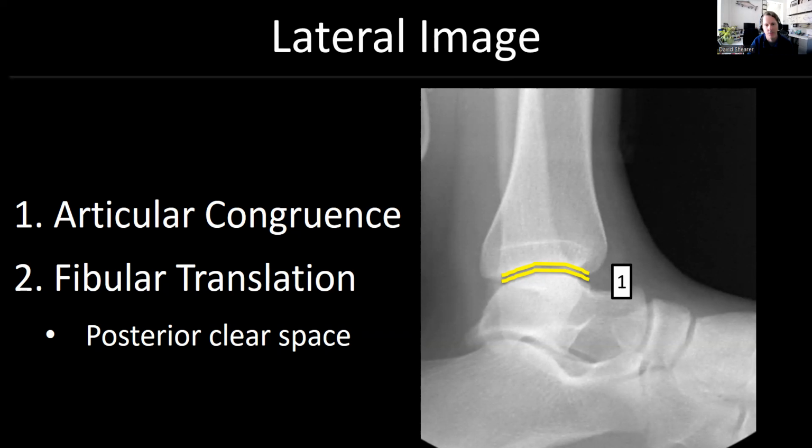The second parameter that I'll often look at, which has more to do with syndesmotic injury, is the relationship between the tibia and the fibula, which can be measured by looking at how much of the posterior malleolus is showing behind the fibula, as shown here. In cases where it's anteriorly or posteriorly translated, this relationship will be disrupted.